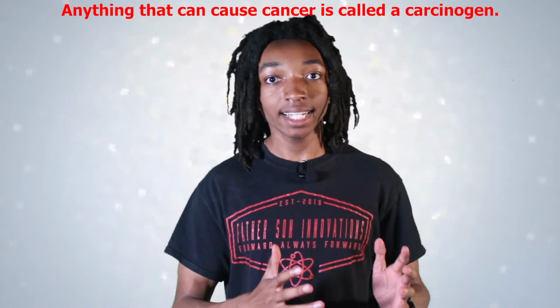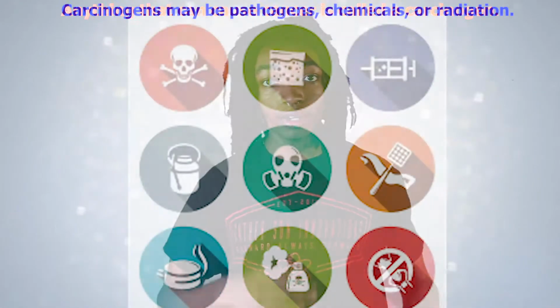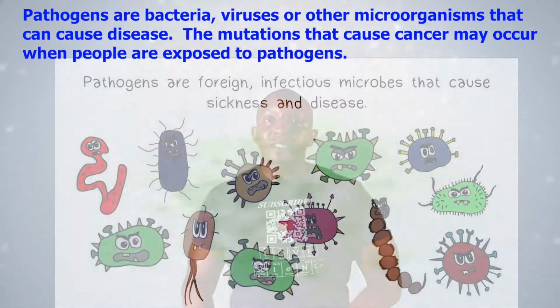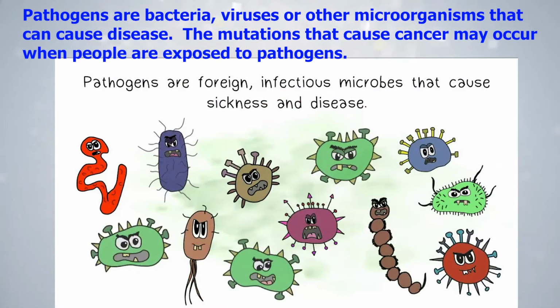Anything that can cause cancer is called a carcinogen. Carcinogens may be pathogens, chemicals, or radiation. Let's discuss the different types of carcinogens that can lead to cancer, starting with pathogens. Pathogens are bacteria, viruses, or other microorganisms that can cause disease.